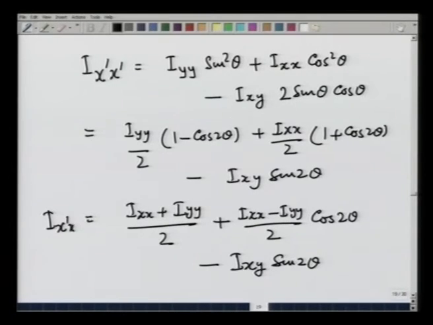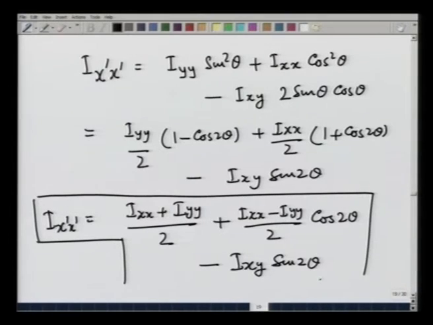Thus, if I know the second moment of area and product of area in one frame, I can calculate it in the rotated frame.